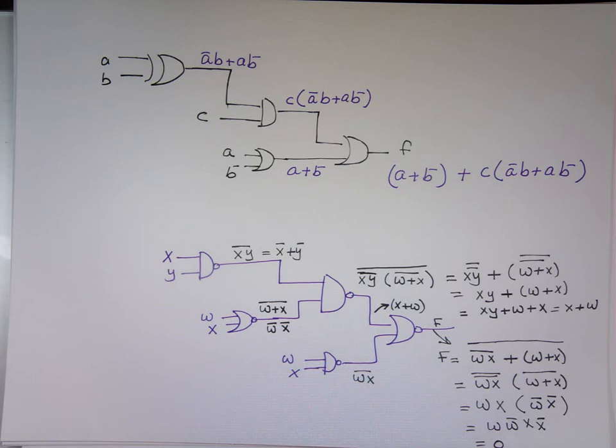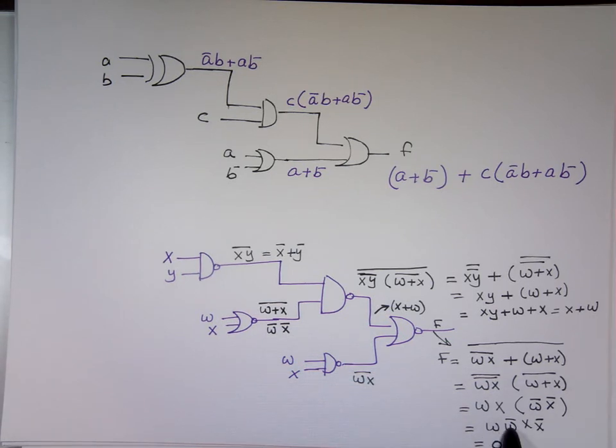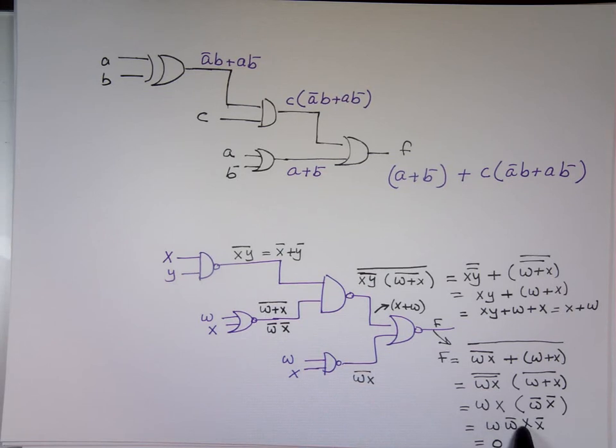If W is 1, what's W bar? 0. If W is 0, what's W bar? 1. One way or another is going to be a 0 there. So the expression for this is really 0, never beyond. I didn't plan for it, I just threw something together. But that's how you tackle these problems.